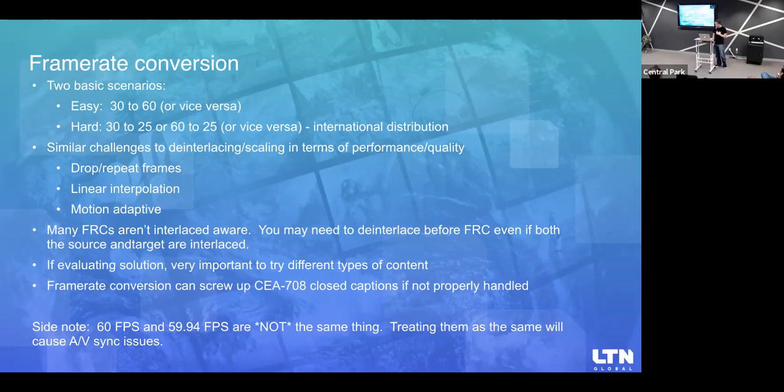One other thing about frame rate conversion and frame rates in general, we talk about 60 FPS in the US. It's usually 59.94 FPS. There's a really long and complicated reason for why that is, and goes back 50 years. Do not treat them as the same thing. Otherwise, you'll get 10 minutes into your program, and the lips won't match the voices, won't match the audio anymore. So just something to think about if you're doing a frame rate conversion.